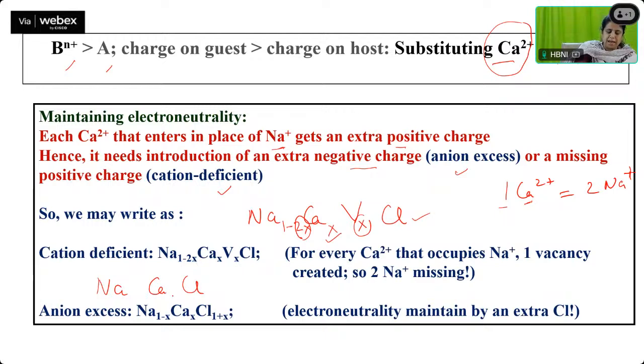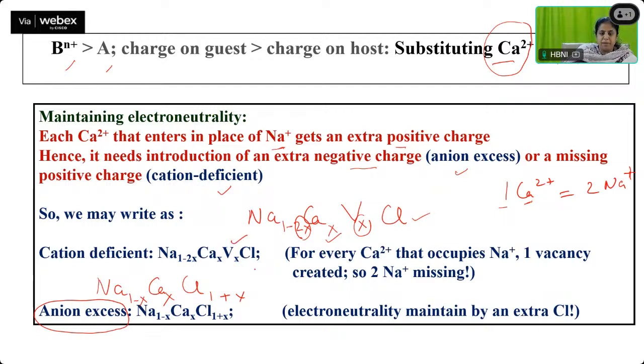X Ca goes in, because it is not knocking off any extra Na. It will remove only X Na because it has to take the place of Na. So the number of Na remaining is 1 minus X. X calcium go in, but now for every calcium, it needs an extra Cl, so Cl is 1 plus X. So this is the nominal formula for the anion excess solid solution in this case.